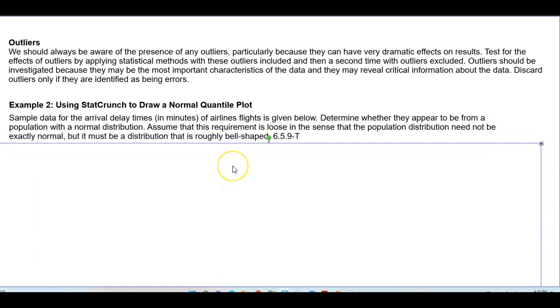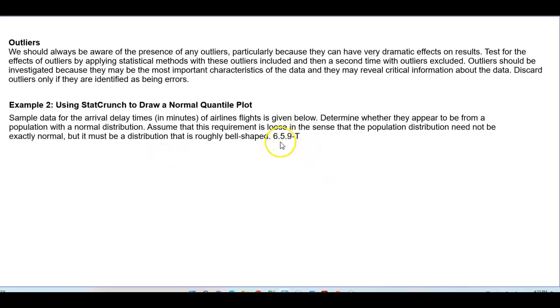Example 2. Using StatCrunch to draw a normal quantile plot. Sample data for the arrival delay times in minutes of airlines are given. You want to determine whether they appear to be from a population with a normal distribution. We want to assume that this requirement is loose in the sense that the population distribution need not be exactly normal, but it must be a distribution that is roughly bell-shaped.